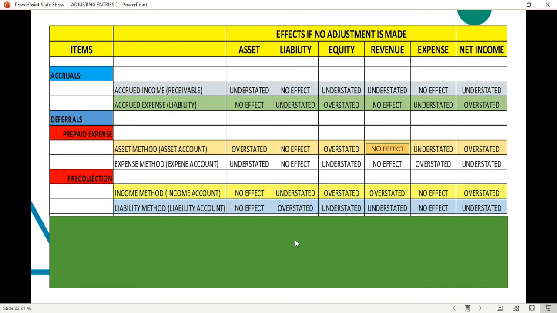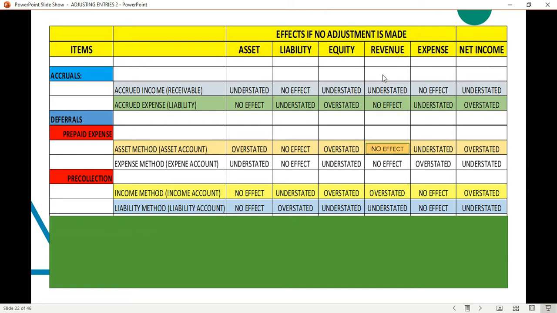So what will be the effect to your accounting values supposing you were not able to prepare the adjusting entry? Take note again, the accounts affected will be liability and revenue. To asset, there is no effect. Liability, overstated. Why overstated? Because originally you recognized the whole amount as a liability, so if you were not able to adjust, then it's overstated.